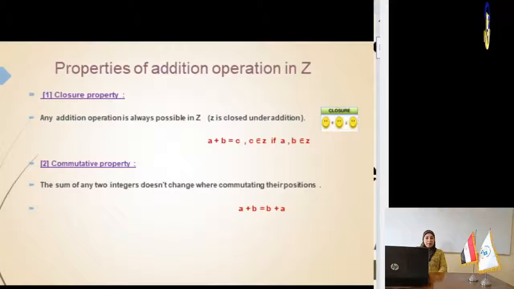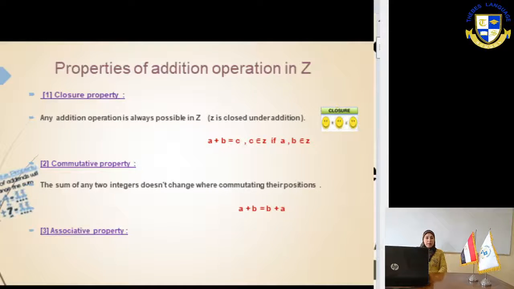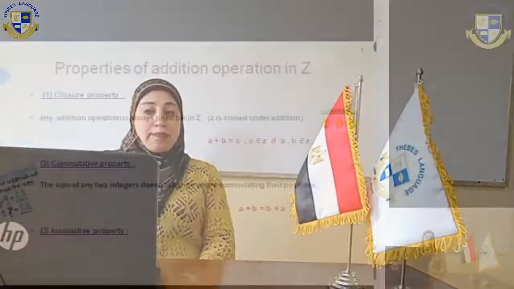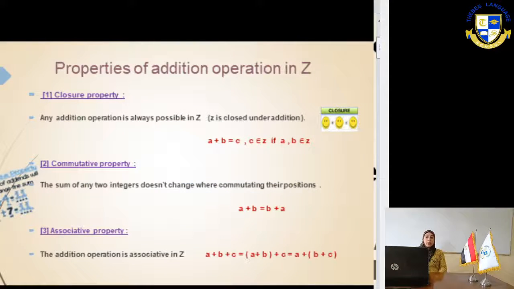Number 3, the associative property. Here, what is the meaning of associative? Associative means if I make grouping from these integers, the answer will stay as it is. So, a plus b plus c equals the group of a plus b plus c, and it equals a plus the sum of the group of b plus c.